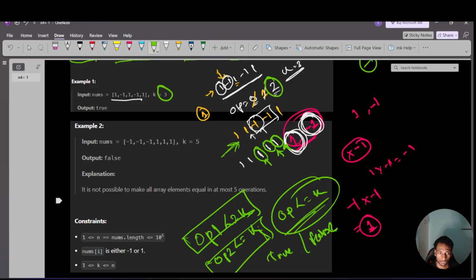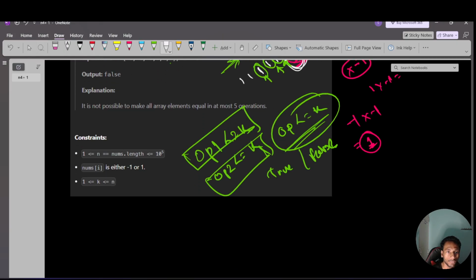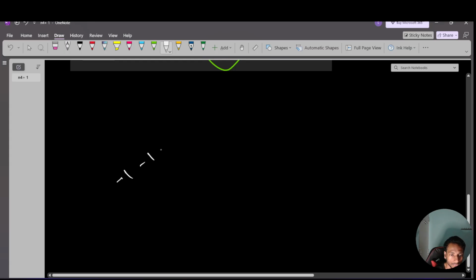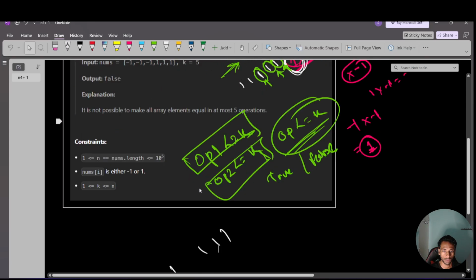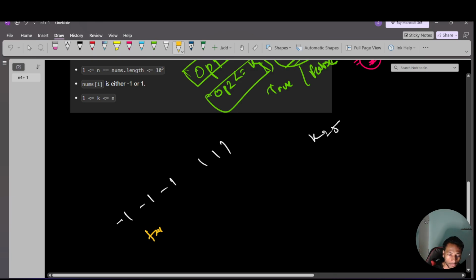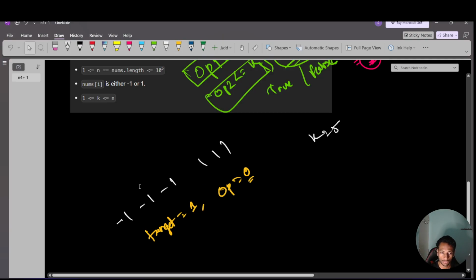So got it? Another example, suppose for this example: 2, 3 minus 1, 3 positive 1, correct? k is equal to 5. Now our target is, suppose, to convert all the numbers to 1, and how many operations have I used till now? 0. Initially it is 0.